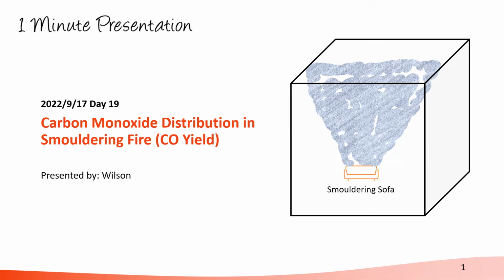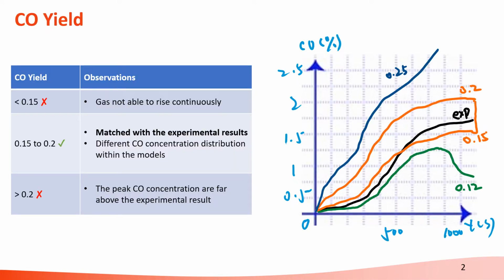Today, I'm going to continue to talk about the carbon monoxide distribution in smoldering fire. And today I will focus on how the CO yield will affect the carbon monoxide movement and distribution inside the compound. So I have set the different CO yield in the FDS to match the experimental results.